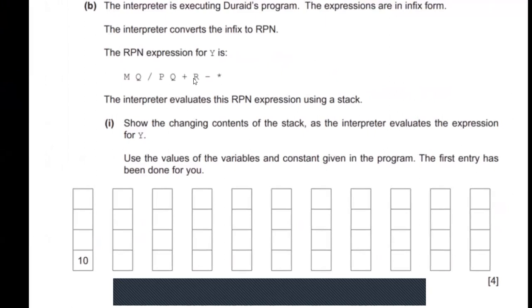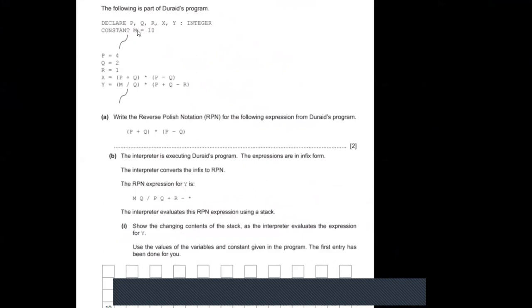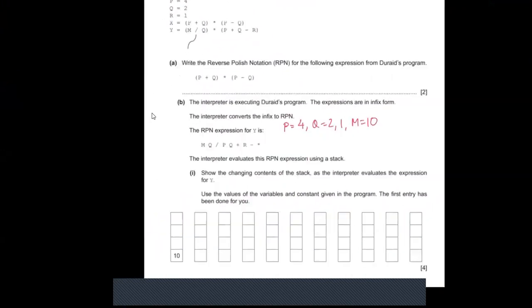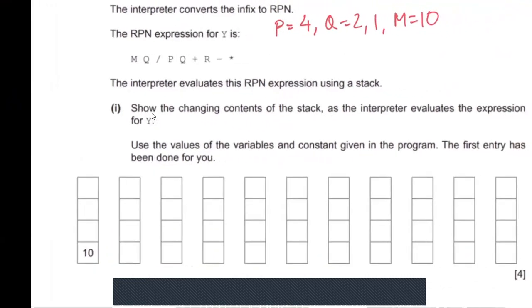Now, if I go to the top of the question, we do have values of M right over here. We do have values of M, P, Q, and R. So first, I want to copy these down. P is 4, Q is 2, R is 1, M is 10. All right, so the computer is going to be using stacks. You can see these stacks that are going to be given to you during your exam.